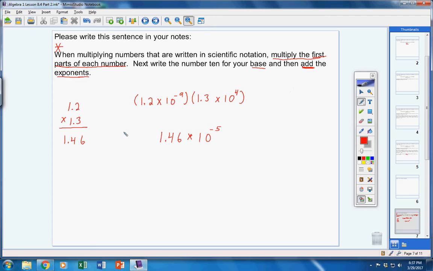Now, is this answer right here in scientific notation? If it's not, then you want to fix it. Is it written in scientific notation? Let's see if it is.